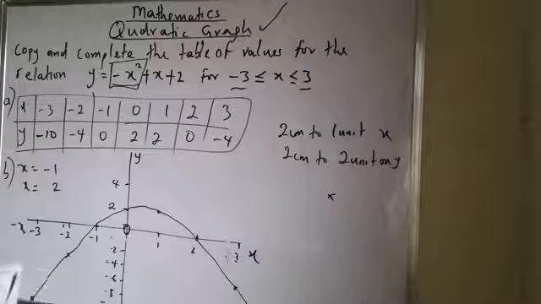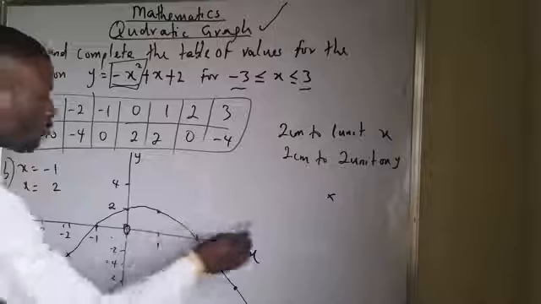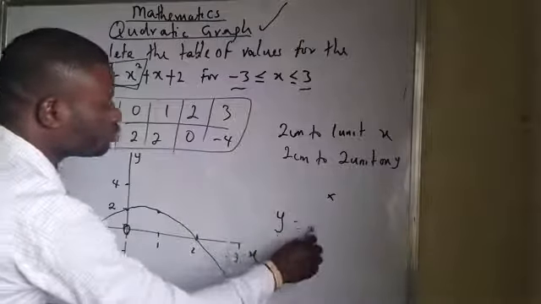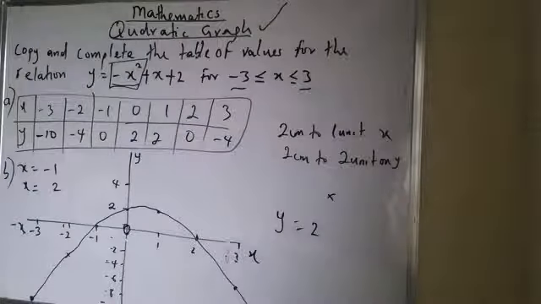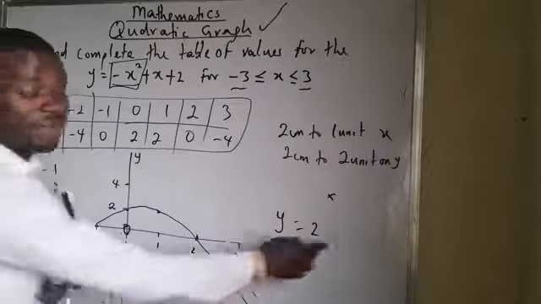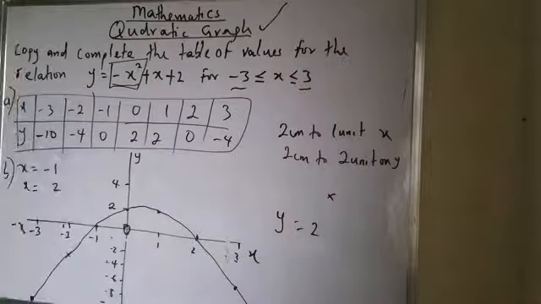Now, part C of that question asks: from the graph, find the maximum value of y. What is the maximum value of y? 2. God bless you. Maximum value of y is 2. Do you get me now? It means you have your 2 marks here.